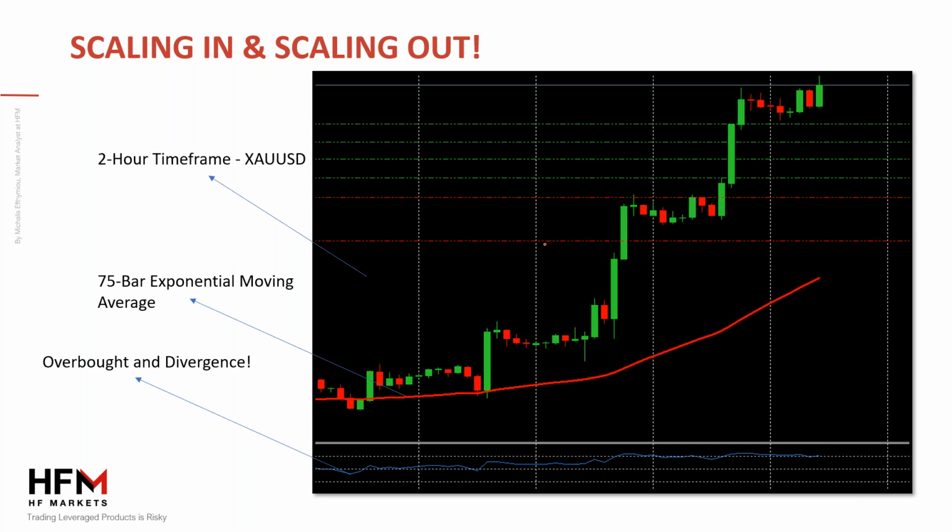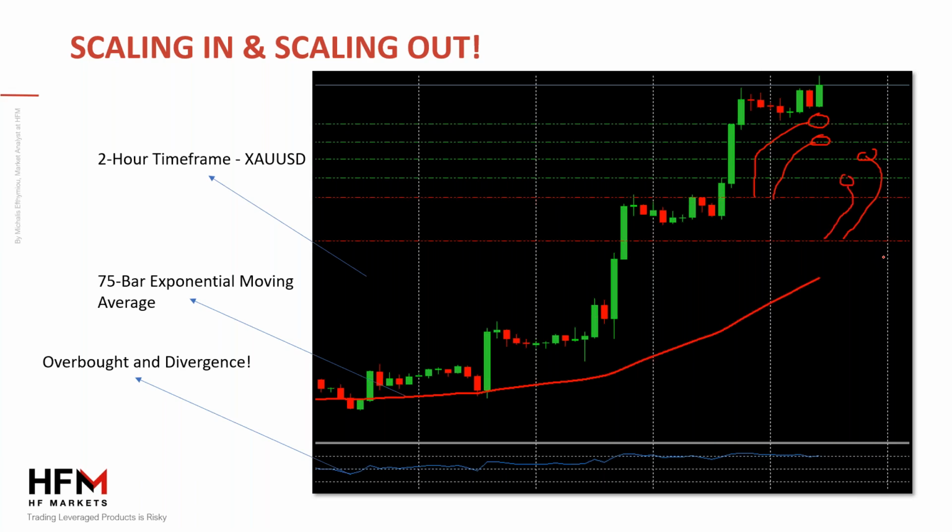But scaling in and scaling out. Let's look at an example. So instead of opening one large trade here with one exit here, you can scale in and scale out. So for example, you're splitting the trade up. So I open one trade here and I aim for this target, open another trade here, I aim for this target, a third trade and I aim for this target, and a fourth trade and I aim for this target.